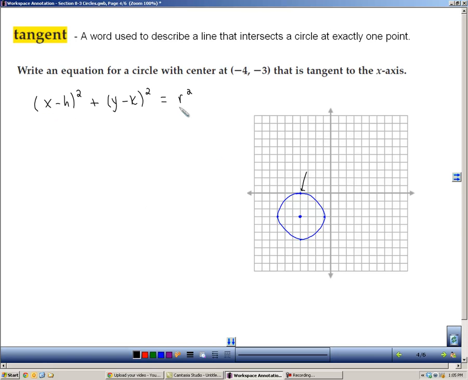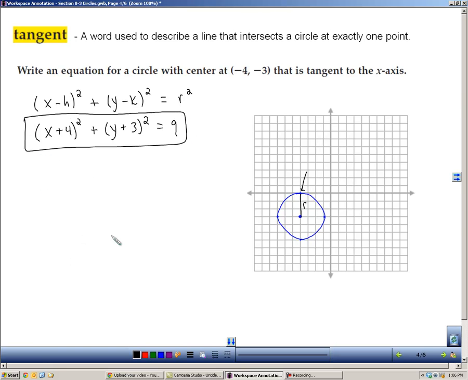So here's the general equation for a circle, and I can see my center is at -4, -3. So my h is -4. Minus a negative is a plus. My k is -3. Again, minus a negative is a plus. And now I can see from this sketch here that my radius is 3 units. And when you square 3, you get 9.